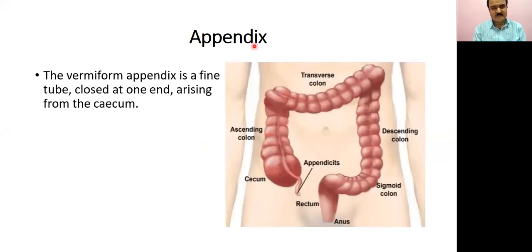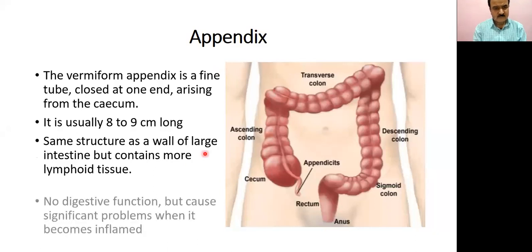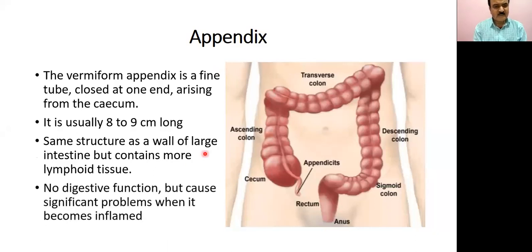Coming to the vermiform appendix. The vermiform appendix is a fine tube closed at one end, arising from the cecum. It is usually 8 to 9 centimeters in length. It has the same wall structure as the large intestine, but contains more lymphoid tissue. It does not have any digestive function, but causes significant problems when it gets inflamed.